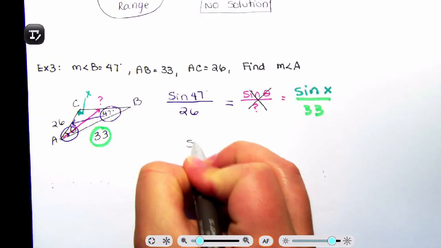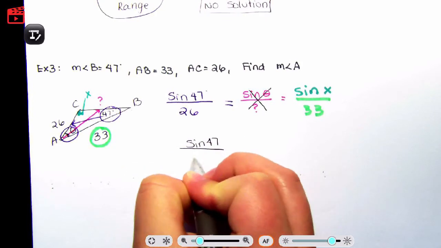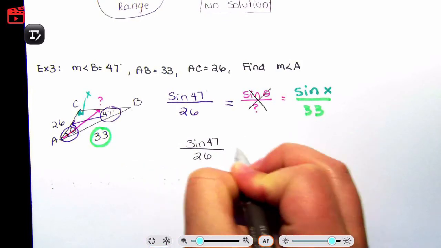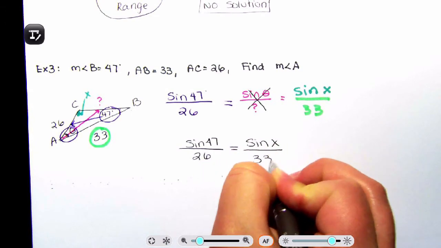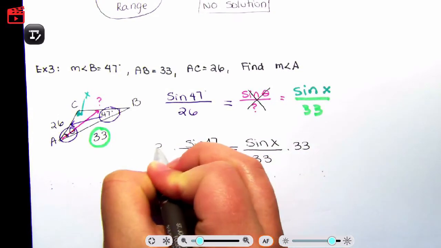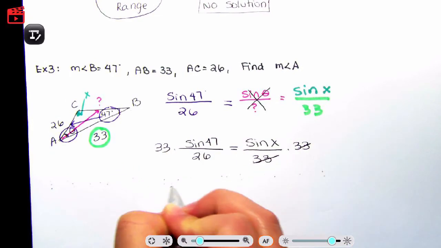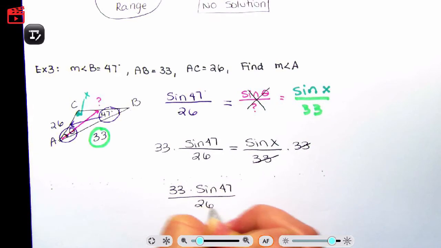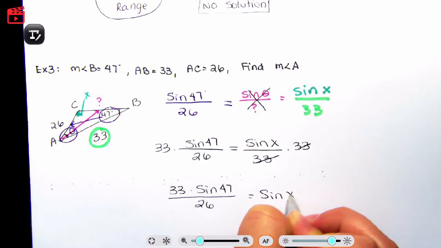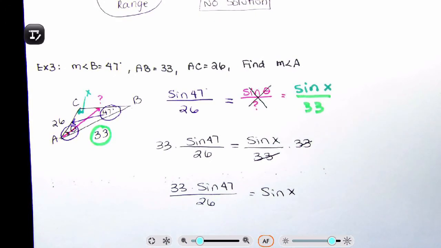So I'm going to say sine of 47 degrees divided by 26 is equal to sine of X over 33. I'm going to multiply 33 on both sides. So I have 33 times sine of 47 over 26. Again, you got to make sure that that is within your range. So let's check it out: 33 times sine of 47 divided by 26.